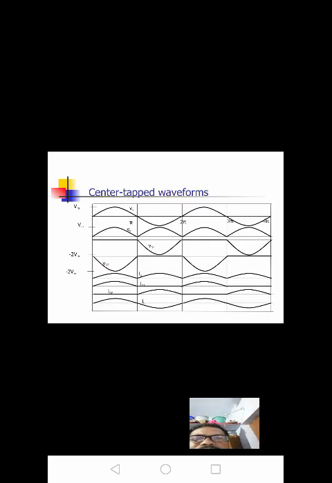The observation of the center tapped waveforms: they are similar to the full wave rectifier waveforms. These two are similar. Here we are observing, first, the supply voltage waveform. It is continuous and sinusoidal. Next one is the output waveform. That's why during the negative half cycle, pi to 2 pi, it also has a positive value of waveform.